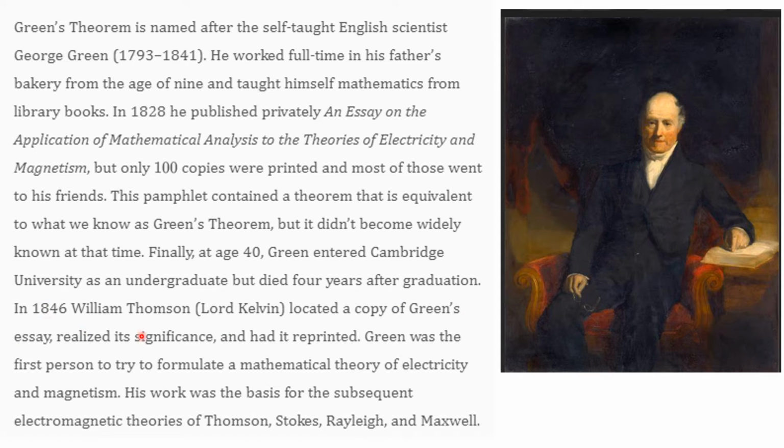In 1846, Lord Kelvin found a copy of Green's essay, realized its significance, and had it reprinted. Green was the first person to try to formulate a mathematical theory of electricity and magnetism. His work was the basis for the subsequent electromagnetic theories of Lord Kelvin himself, Stokes, Rayleigh, and Maxwell.